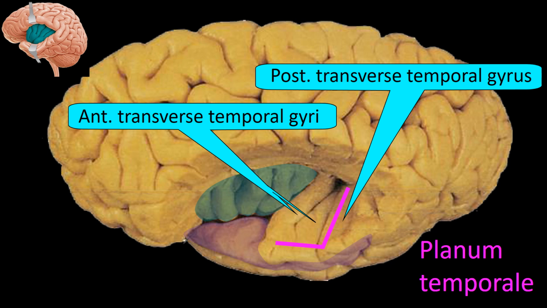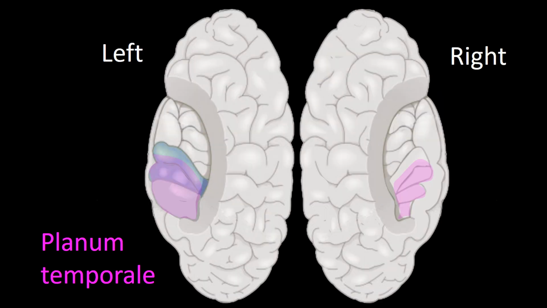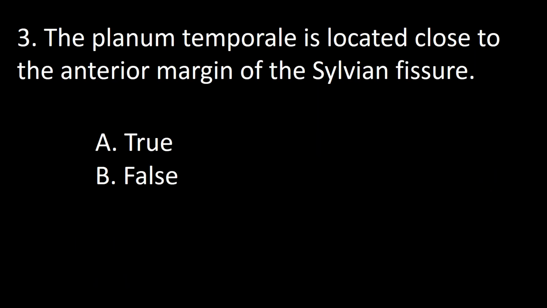They form the planum temporale, a left-sided cerebral structure in most individuals. This drawing highlights the difference between the right and left hemisphere transverse temporal gyri. The left side is big, the same area on the right is small. So the answer to this question is false.